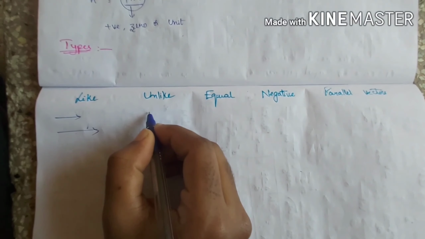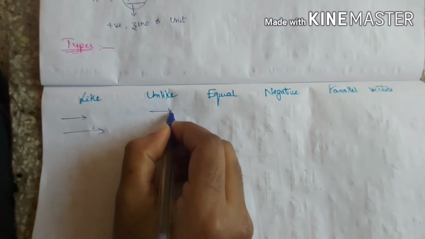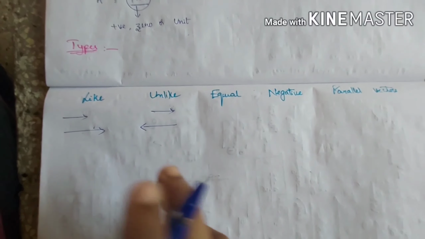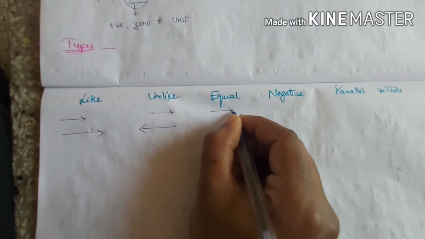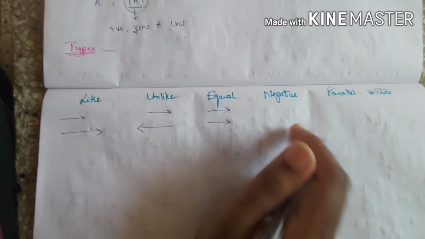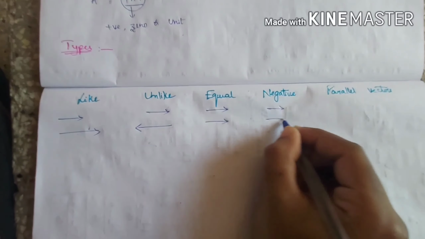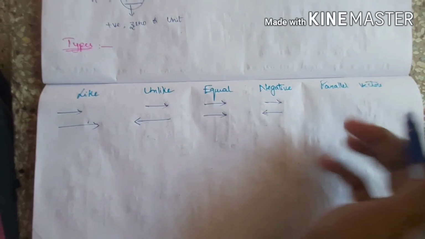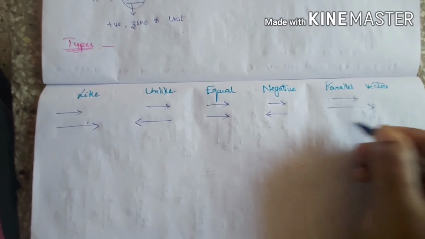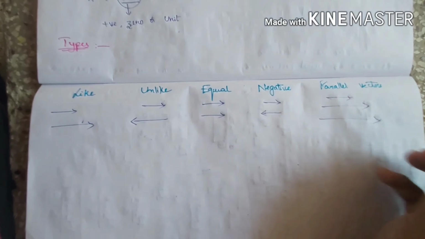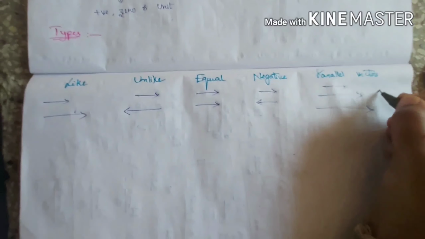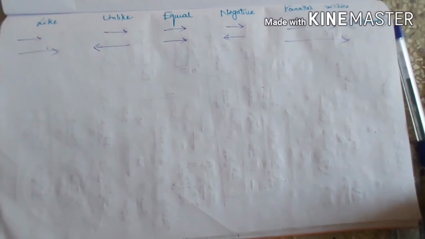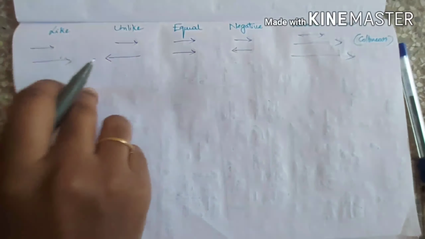Unlike means both are of different magnitudes in opposite direction. Both are of different magnitude, opposite direction. Equal vectors, same magnitude, same direction. Negative vector, same magnitude but opposite in direction. Parallel vectors means 2 or 3 vectors having the same direction. So these parallel vectors are also called collinear vectors. Collinear vectors. Okay. So these are with respect to magnitude and direction.